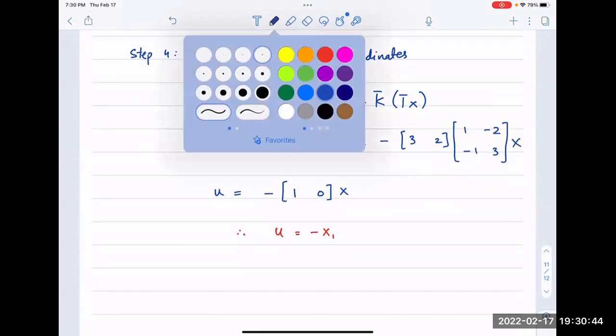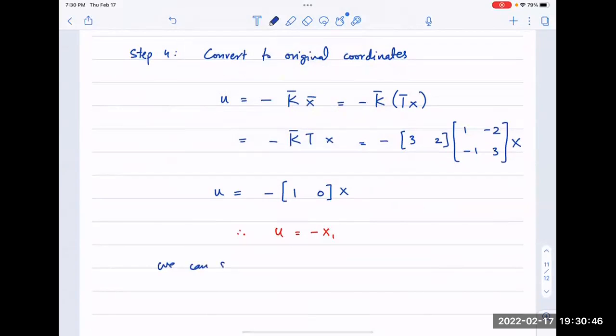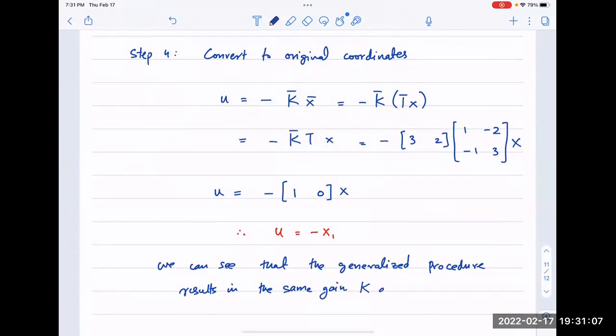So you can see the generalized procedure also results in the same controller, the same gain K as Ackermann's formula.